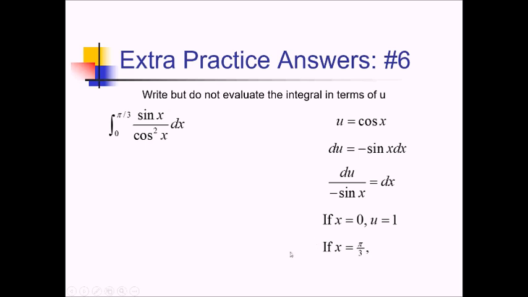be 1/2. So I have the integral from 1 to 1/2 of, now I have sine of x over u squared, and instead of dx, I have du over negative sine of x. Sine and this sine down here are going to cancel. So if I clean this up a little bit, I can write negative integral from 1 to 1/2 of u to the negative 2 power du.